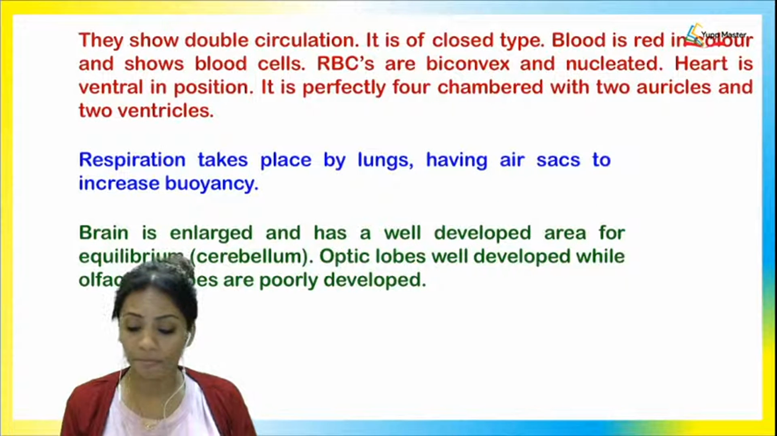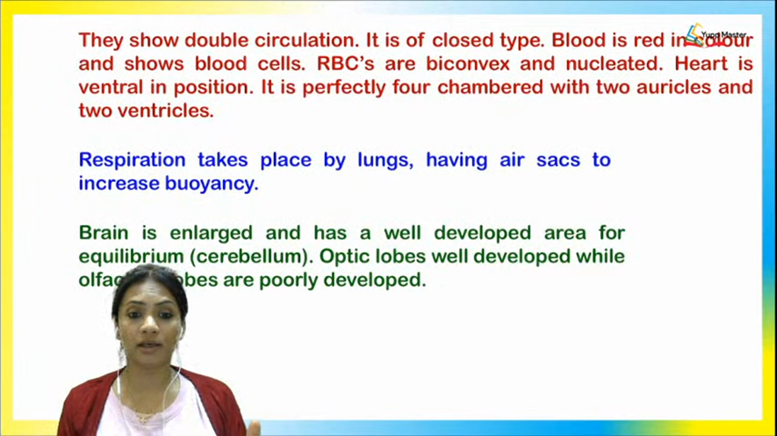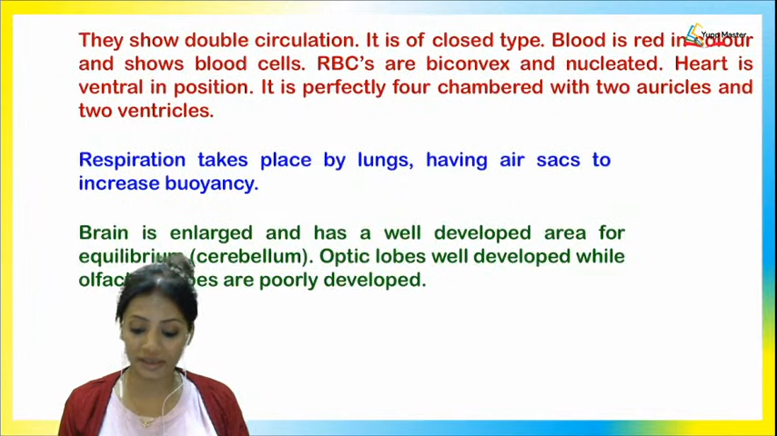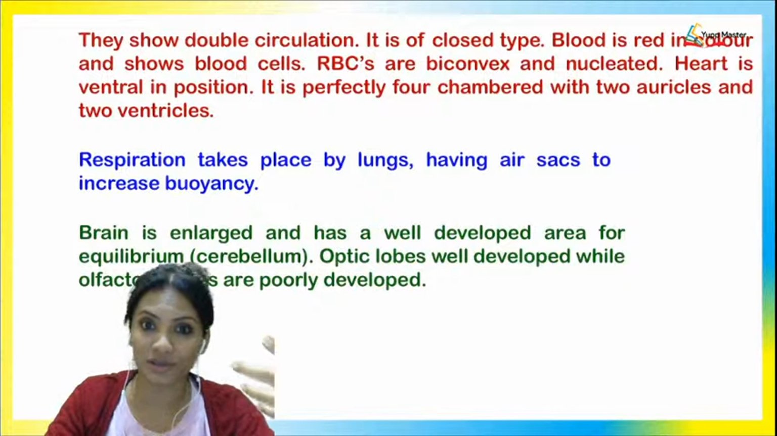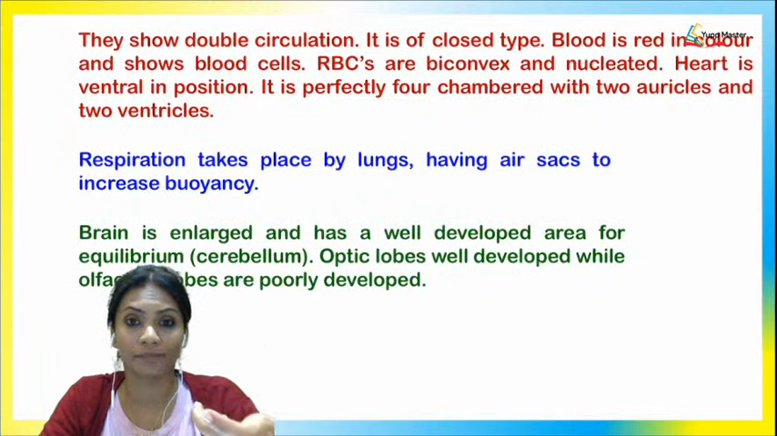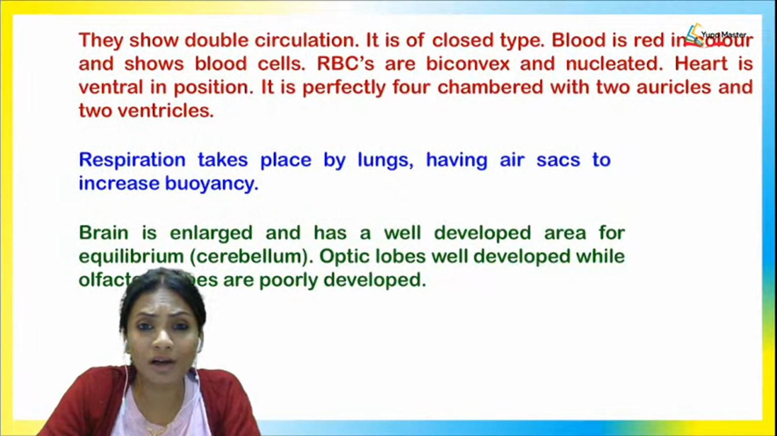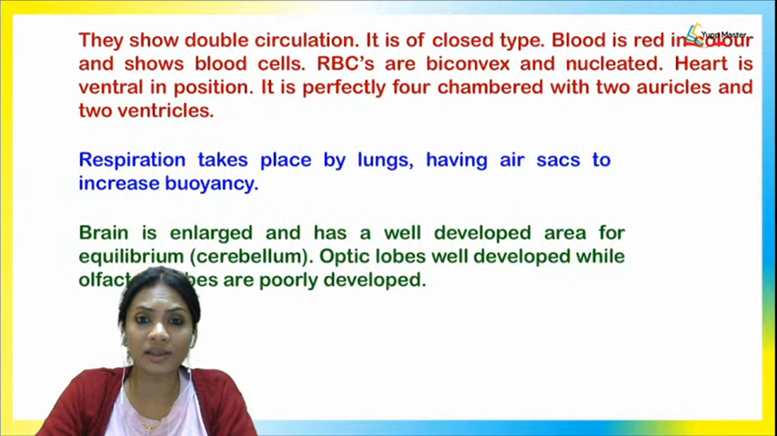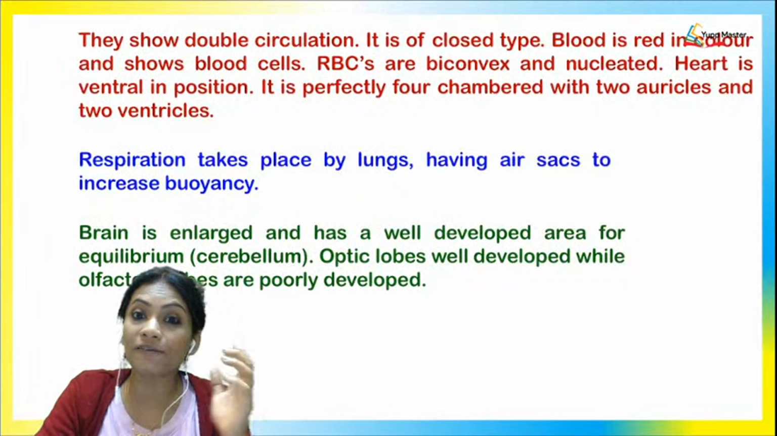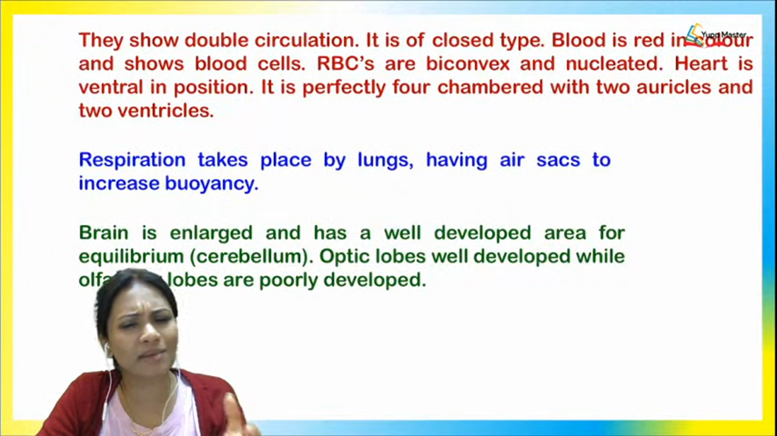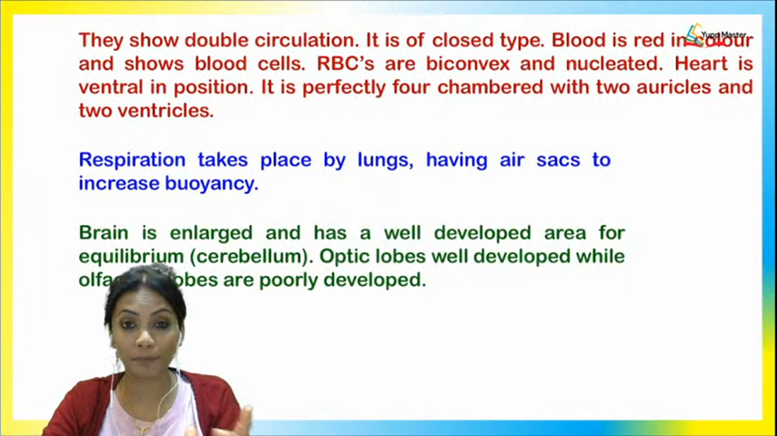So we see that optic lobes are well developed, and the olfactory lobes here are poorly developed. You know that birds have a very strong sight of vision. The eagles can view a small fish swimming in the ocean, and go and just pick it up, right? So optic lobes are very well developed, but their sense of smell is not well developed. So olfactory lobes are poorly developed.